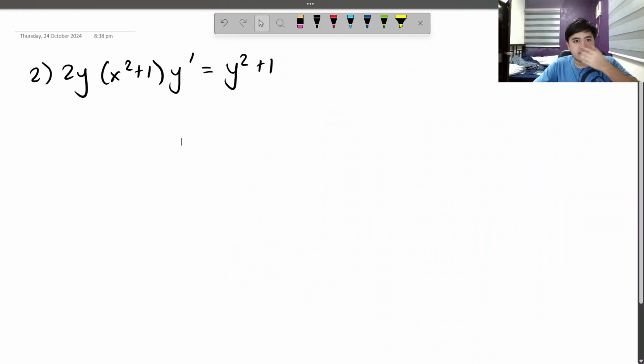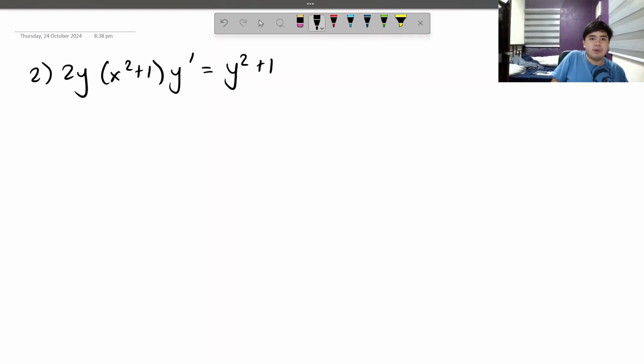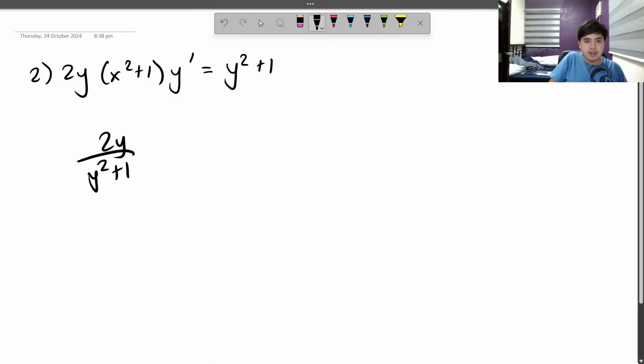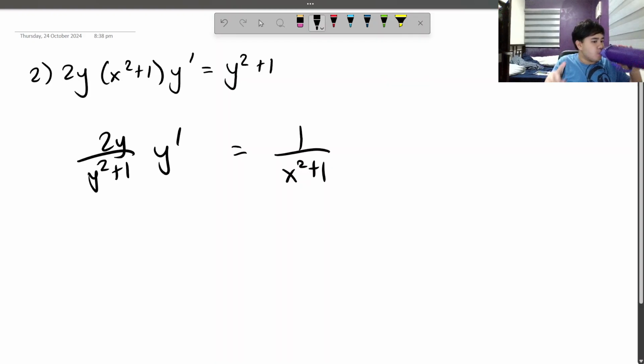Question number 2. Is this separable? There's a y prime in here, so it suggests that we move everything y related here to the other side, and there's nothing in the right hand side, which means we need to put all the x related stuff in there. So let's try doing that. Divide both sides by y squared plus 1. We get 2y over y squared plus 1 times y prime equals 1 over x squared plus 1. We've separated the variables.